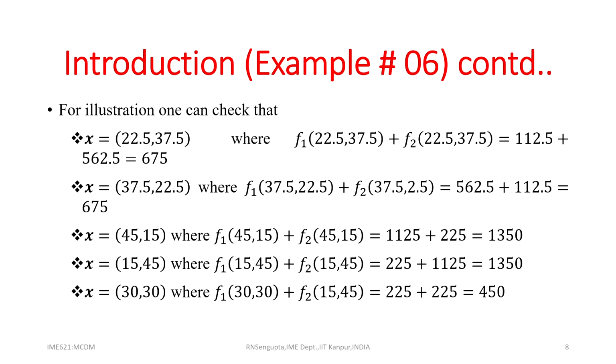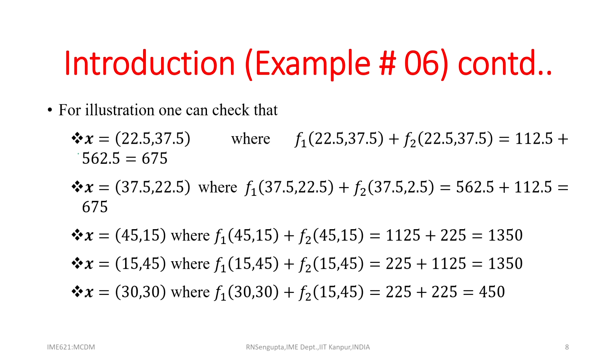For illustration, just to extend that example, one can check, and I am stating a few values here for the coordinate system and the corresponding values of f 1 and f 2 also. There are 5 starred bullet points, and the values of the coordinates x 1 x 2, I am repeating. The first one is 22.5, 37.5, and when you put it in the equation, the combined objective function comes out to be 675.